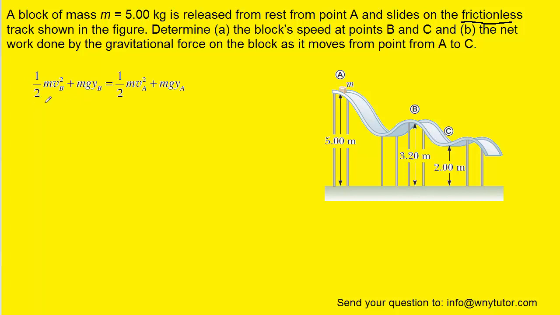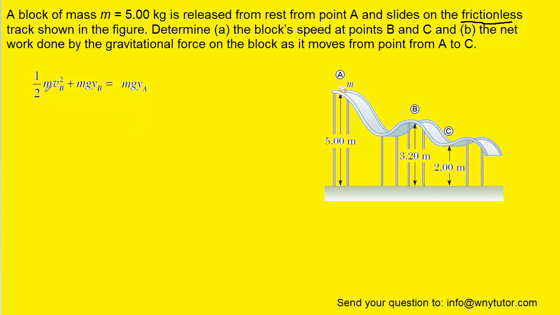So on the left side of this equation, we have the kinetic energy present at point B, as well as the gravitational potential energy present at point B. And then on the right side, we have the corresponding energies for point A. Now the block is released from rest, so that means that the initial velocity at point A is 0, which will eliminate this term right here. So we can simplify the equation.